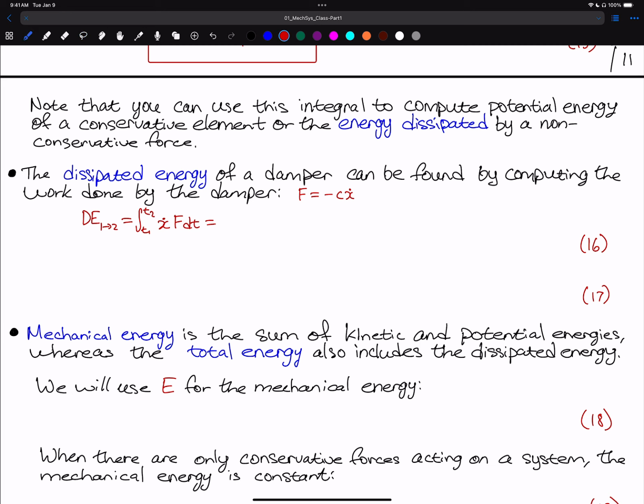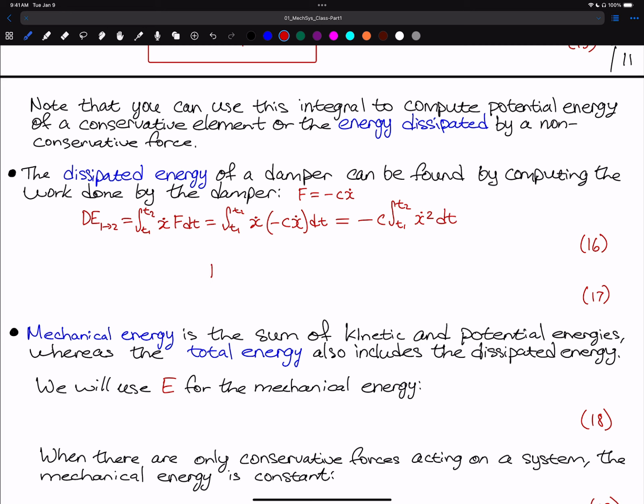So in this case, we'll have the integral from t1 to t2 of x dot times minus c x dot dt. Pull the minus sign out. In fact, we can pull out c because it's a constant. So we'll have minus c times the integral from t1 to t2 of x dot squared dt.